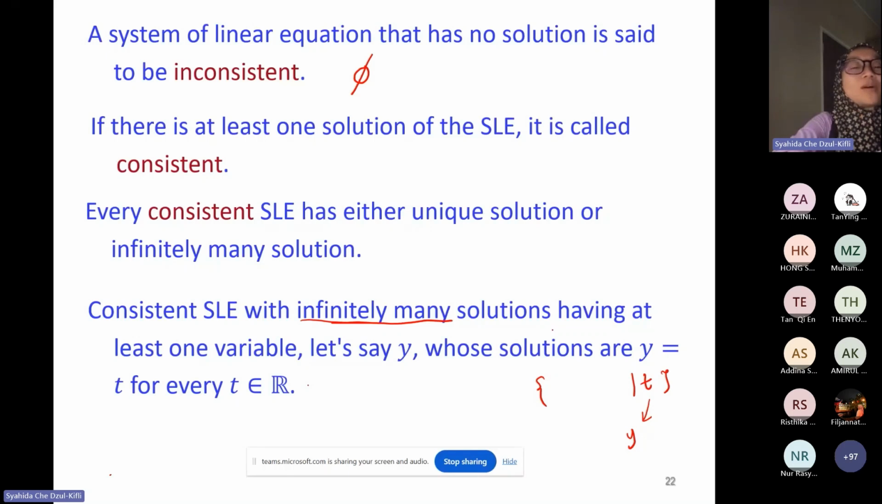So for inconsistent, the solution set is the empty set. For a unique solution, it is a singleton, let's say {a}. But for a system of linear equations with infinitely many solutions, the solution set must consist of some parameters, let's say t, at least one parameter.